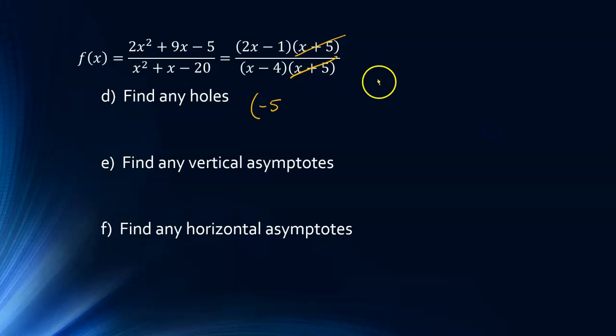So let me do that work over here. We'd have 2 times negative 5 minus 1 in the numerator, and in the denominator, we'd have negative 5 minus 4. So in the numerator, 2 times negative 5 is negative 10, minus 1 is negative 11. And in the denominator, negative 5 minus 4 is negative 9. The negatives are the only thing that we could reduce here, so we would have 11 ninths as the y value for our hole. All right, so that's where the hole would be.